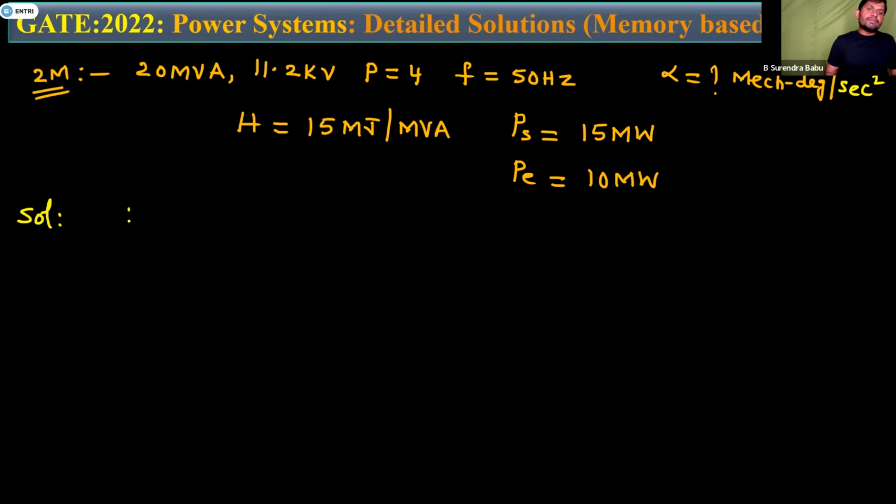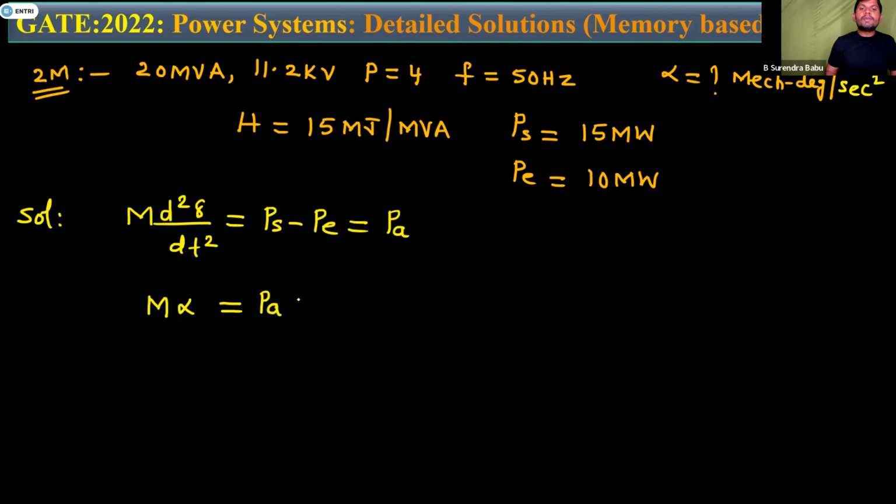Then you know the swing equation: M d square delta by dt square equal to Ps minus P. That is the accelerating power Pa. According to the swing equation, M into alpha equal to Pa. What is Pa, students? Ps equal to mechanical input 15 megawatts, electrical output 10 megawatts. That is 5 megawatts. Then alpha equal to 5 by M.